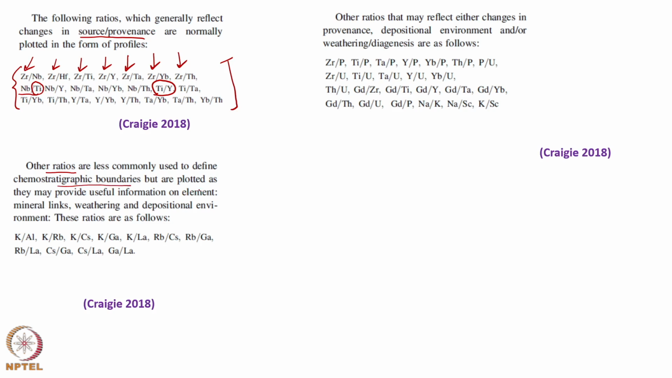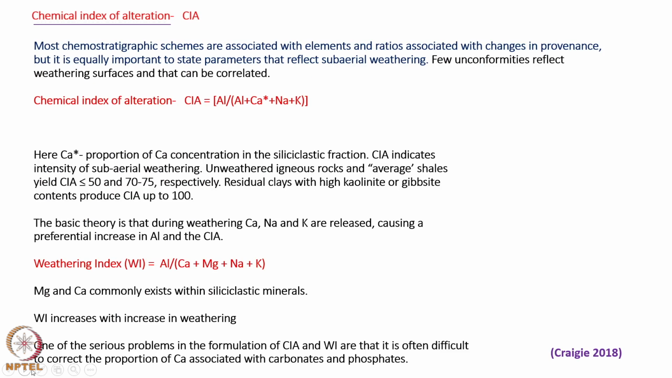There are less commonly used ratios in chemostratigraphy that can give much less information about the chemostratigraphic boundaries, but they can be useful to provide information on the element-mineral links, weathering and depositional environment, and these are the ratios. One can group elemental ratios which can have multiple purposes. They can indicate provenance depending on the situation, or the depositional environment, or weathering and diagenesis. We are going to see the chemical alteration indices.